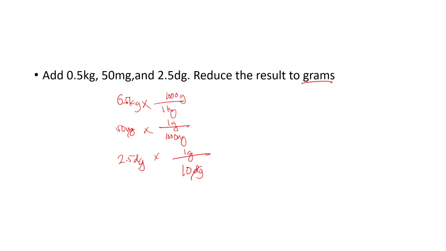Cancel the units. Look at 500 here. 0.05, and finally you will get 0.25. Final answer is, if you add them together, 500 plus 0.05 plus 0.25, you will get an answer of 500.3 grams.